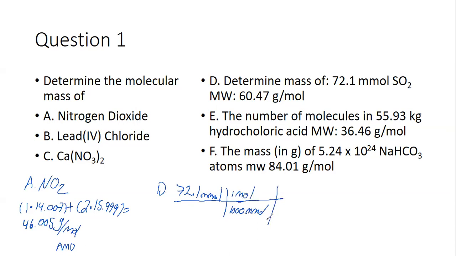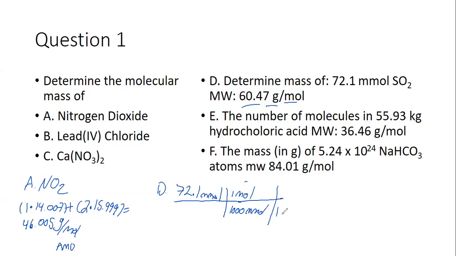So I started with the unit. I wanted to figure out the mass of 72.1 millimoles. So that's what I always start with in my train tracks. I want to get to grams. Grams is a weight, right? And my conversion from moles to grams is my molecular weight. So my first thing I did was get out of millimoles and just convert that to moles, which I did right here. So I converted millimoles to moles.